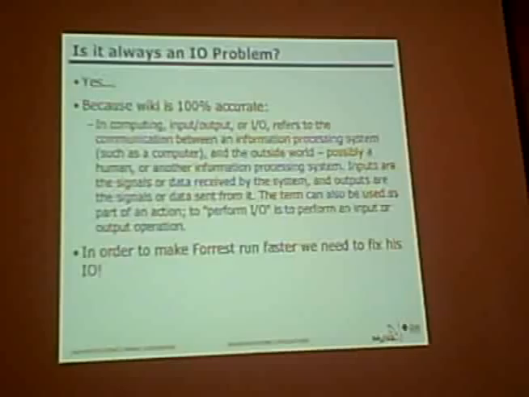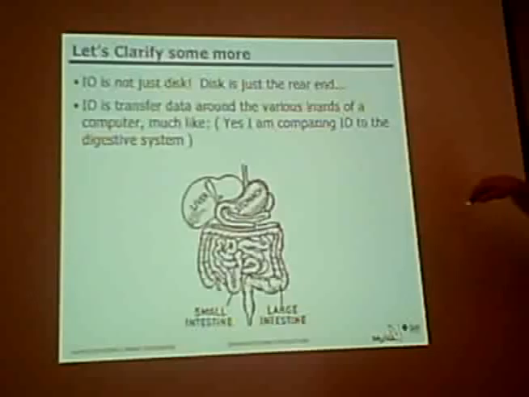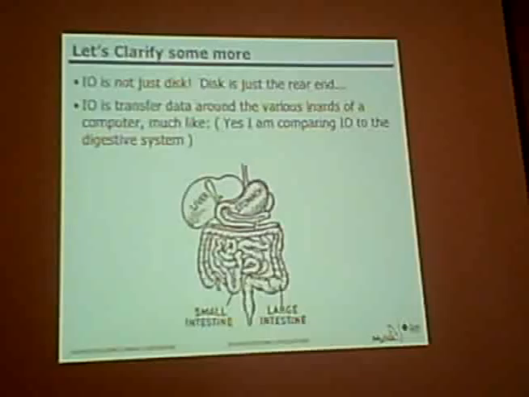And Wikipedia's always 100% accurate, so I just quoted what I/O is. You can read it on your PDF if you want. So we need to make I/O faster in order to make the database faster. So I/O is not just disk. Look, it's also the digestive system. Yes. Comes in, goes out. That's all I'm saying. Okay?